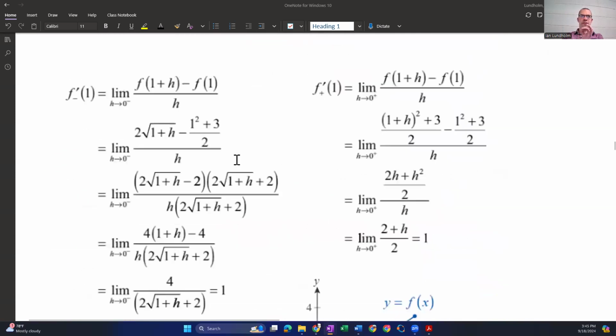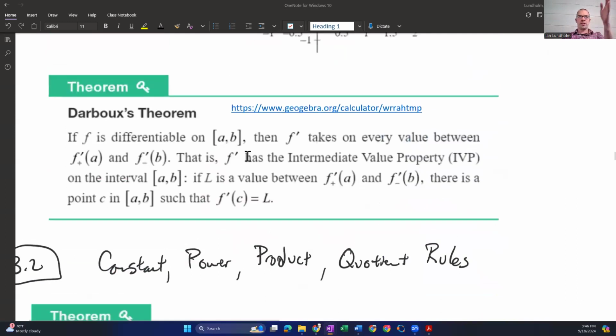I'm going to skip example 6 for right now. And I know that Darboux's theorem is coming up. Darboux's theorem is the intermediate value theorem applied to derivatives. The idea is if we have a nice, well-behaved differentiable function on a closed interval [a, b], then the derivative is going to take on every value between the right-hand derivative at the beginning point and the left-hand derivative at the end point.